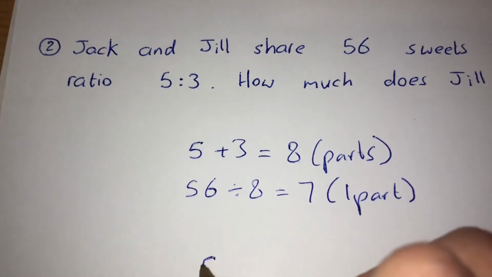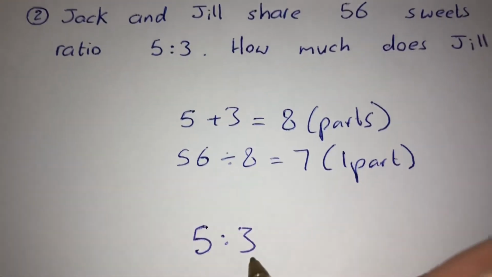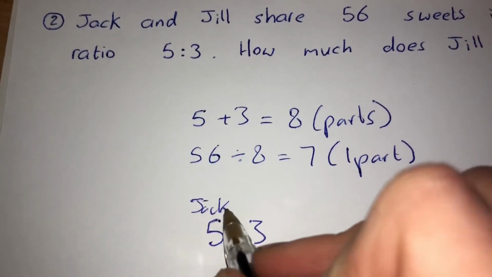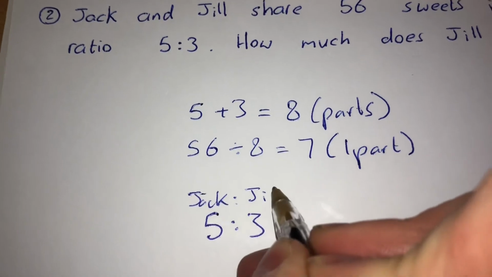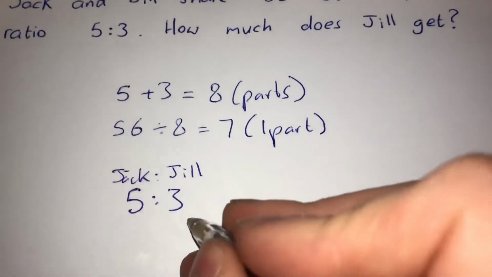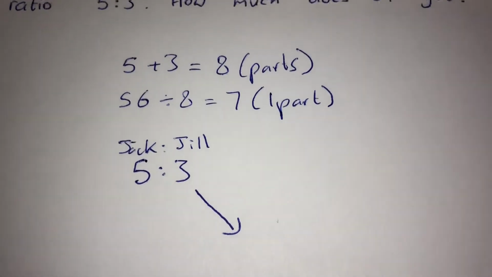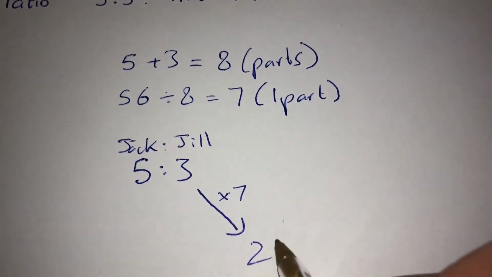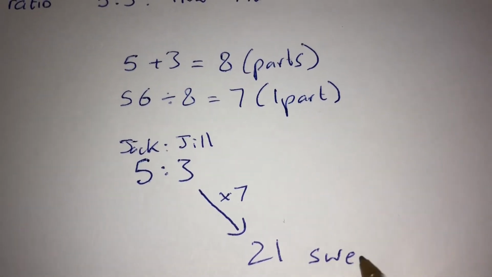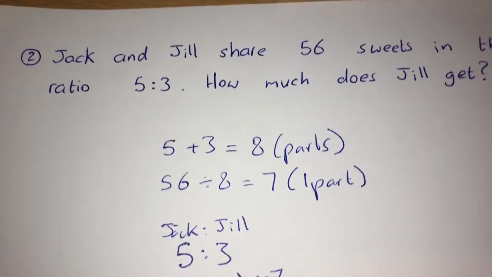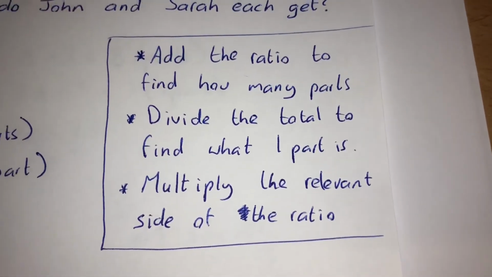Then we multiply the relevant side of the ratio. The ratio is 5 to 3, and remember that's Jack to Jill, so Jack is the 5 parts, Jill is the 3 parts. We want to work out what Jill gets, so we only have to multiply Jill's side of the ratio. So 3 times 7 is 21, which means that Jill gets 21 sweets. That's basically how these types of questions are done. Just simply follow these 3 steps and you can't go wrong.